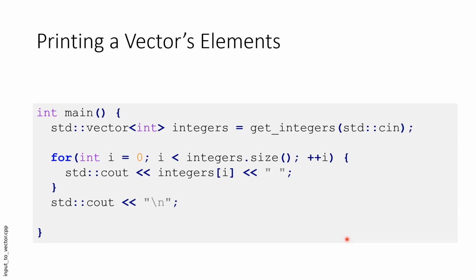So this is the code. First, get integers from cin, and to print all of the integers inside integers, we do a for loop. i starts from 0 to size minus 1, and we print out integers[i]. And that's it. In this case, we'll be printing the elements inside integers separated by space.